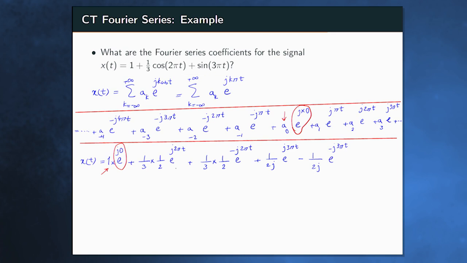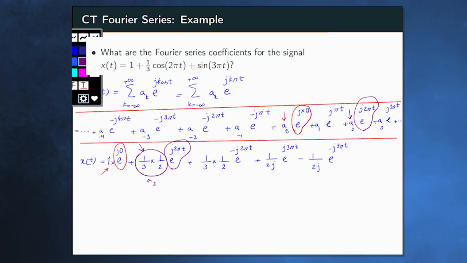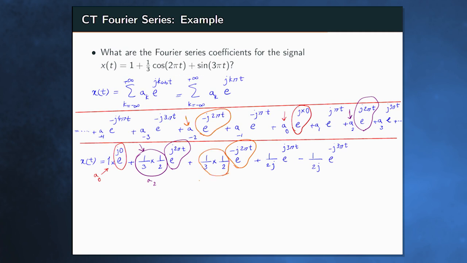Moving on, I see this coefficient in here, which matches this coefficient in my generic synthesis equation. So the coefficient of this complex exponential is my a2. So this is my a2, and this is my a sub 0, right? Continuing in the same manner, for e to the negative j2 pi t, I have it in here. So this coefficient is in fact a negative 2.